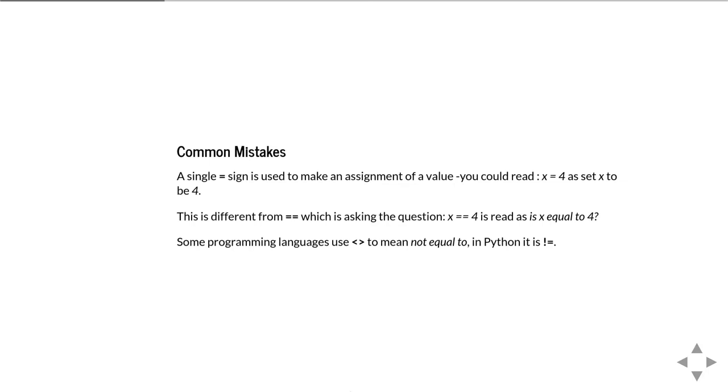So just to point out a couple of common mistakes. It's important you distinguish between what a single equals sign is doing and what the double equals sign is doing. A single equals sign is used to make an assignment to a value. So when you see the single equals sign, what you want to be thinking is set something equal to something else. In this case, it'd be set x equal to 4. That's different from the double equals sign, which is asking the question, is x equal to 4? So the double equals sign is a comparison, and you're asking a question, and a single equals sign is an assignment. You're doing something. And then the other thing, if you've come with experience of using other programming languages, is that in some cases they'd use less than, greater than to mean not equal to. But in Python, it's exclamation mark equals.